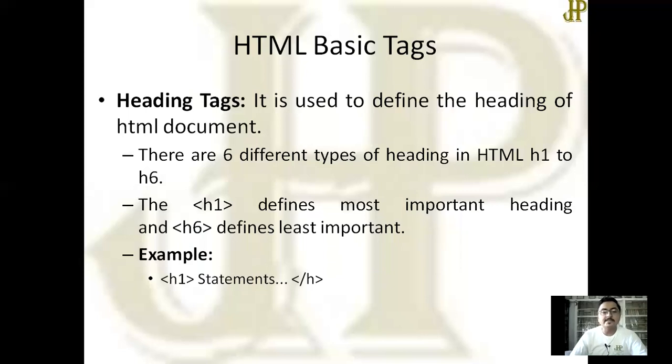So first one is the heading tag. It is used to define the heading of an HTML document. There are 6 different types of heading in HTML, H1 to H6. H1 is the broadest heading, while moving on, H2, H3, H4 to H6 are for smaller headings. Okay, clear?